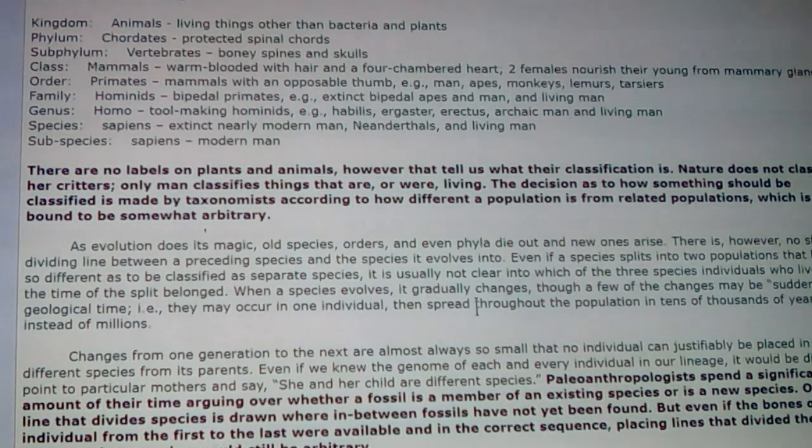Even if we knew the genome of each and every individual in our lineage, it would be difficult to point to particular mothers and say she and her child are different species. There would be no rollover. We'd have to find examples, and a myriad of them, almost for each year. And then you'd be able to go, oh, here's some popcorn, and that's the first popcorn. Therefore, here's where popcorn deviated from corn.